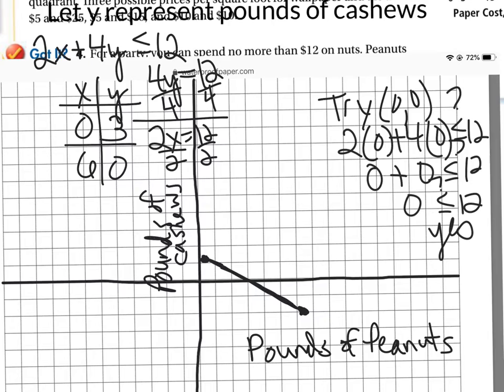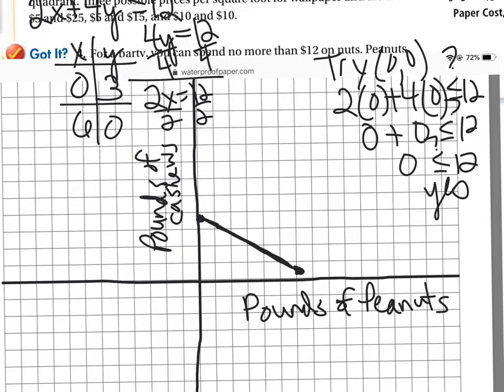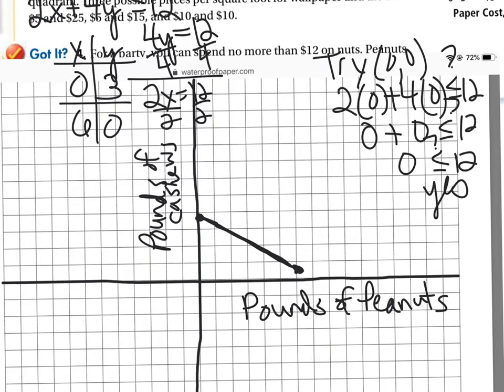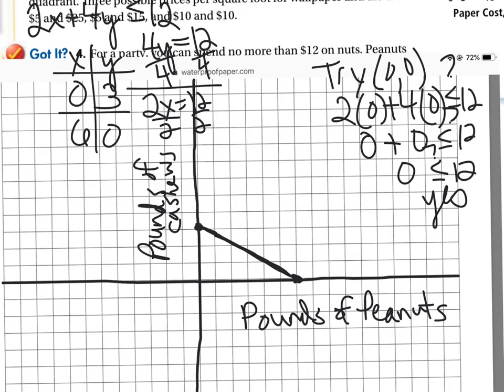below the line works. Now my line moved on me here, so let me get it back where it was, but everything below it works, so we would shade this part here. Now in this case, actually not everything below that works. We have to stay in the first quadrant because we can't buy negative pounds of something. Doesn't make sense.